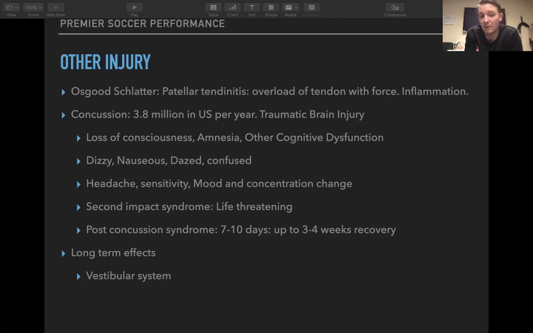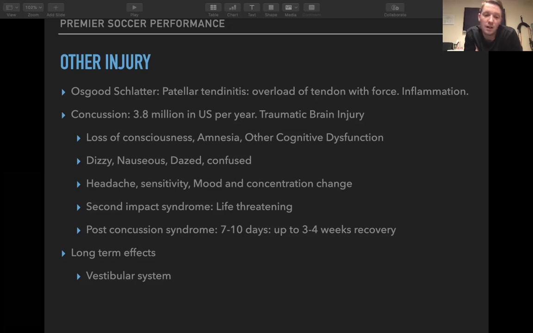Someone's going to complain of dizziness, nausea. They're going to be dazed, confused, have a lack of memory, have trouble speaking, have trouble with just kind of cognitive tasks, right? They may complain of headache, sensitivity, and there may even be mood or concentration change. There may even be personality changes based on how severe the concussion is.